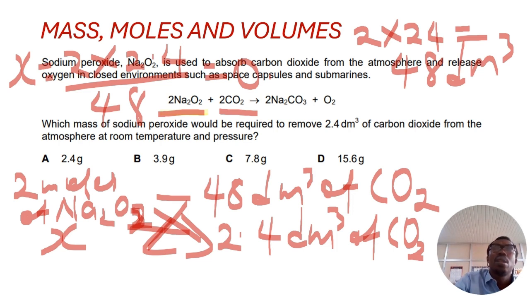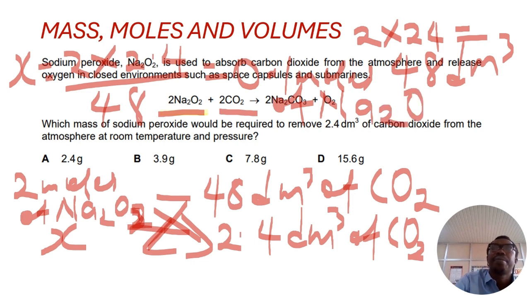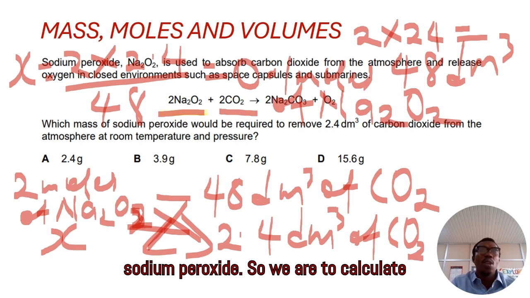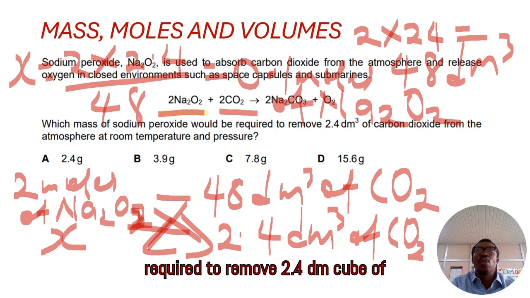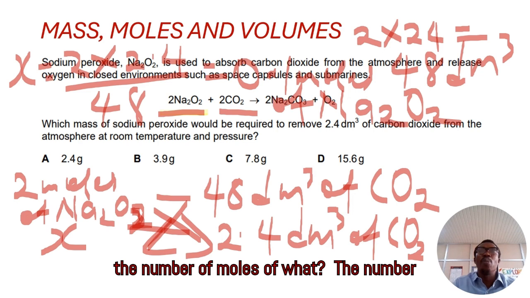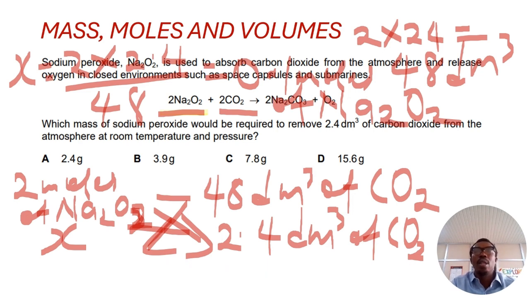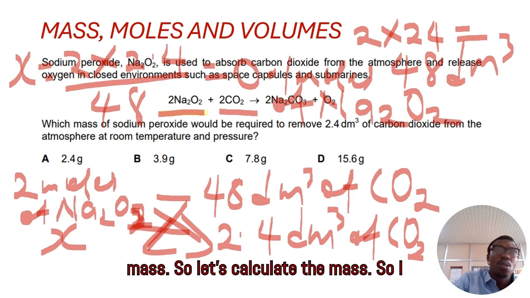is equal to 0.1 moles. So it requires 0.1 moles of sodium peroxide, Na2O2. Now we have to calculate the mass of sodium peroxide that will be required to remove 2.4 dm³ of carbon dioxide gas. We've calculated the number of moles of sodium peroxide that will be required, so now let's calculate the mass.